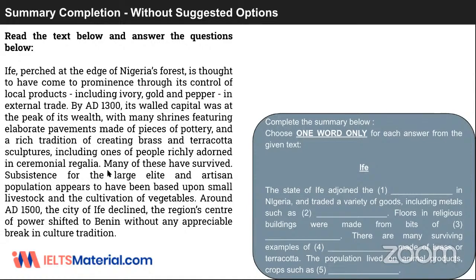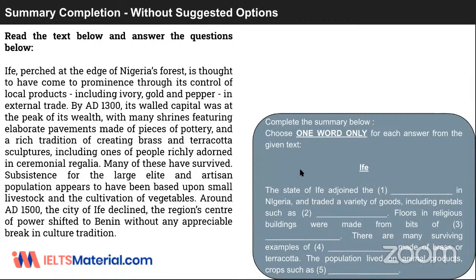So here we have a paragraph which is about IFE, perched at the edge of Nigeria's forest, a place, a state of IFE. So here, if you see the question, I'm not going to describe it. Don't give the answers, please. Priyanka, I request nobody should give the answer, please. We haven't completed the explanation. So it's a request. I request all the participants do not give the answers now. Yes, thank you so much.